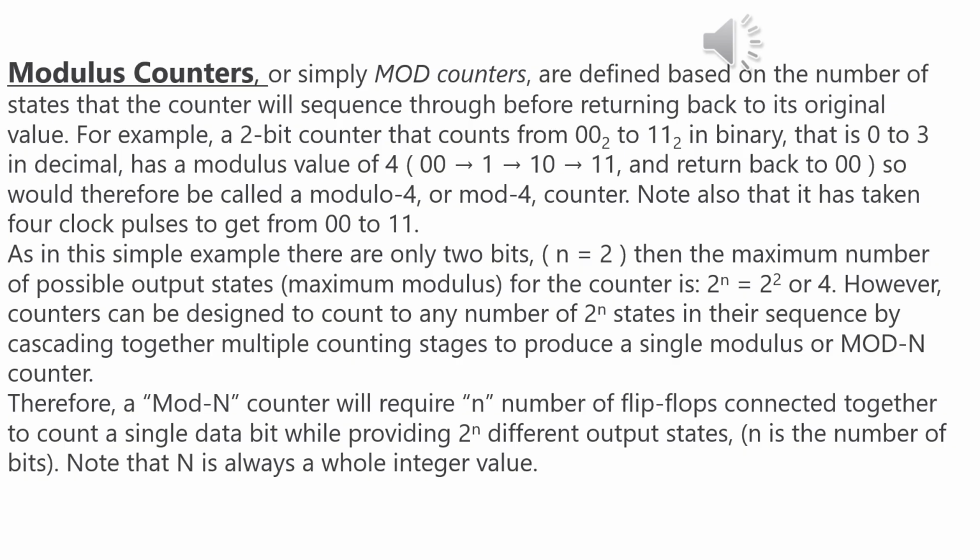Next, we will see about the modulus counter. We can also call this the mod counters. They are defined based on the number of states that the counter will count through before returning back to its original value. For example, consider a 2-bit counter. A 2-bit counter can count the values from 0 to 3. So 0 to 3 means it has 4 binary values. So I can say it has a modulus value of 4. So we can call a 2-bit counter a mod 4 counter or modulo 4 counter.